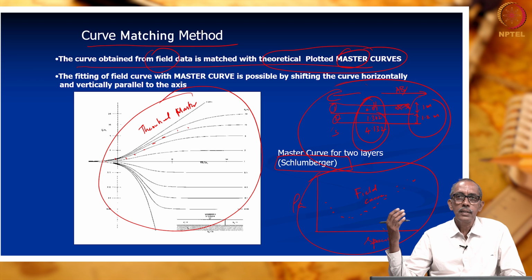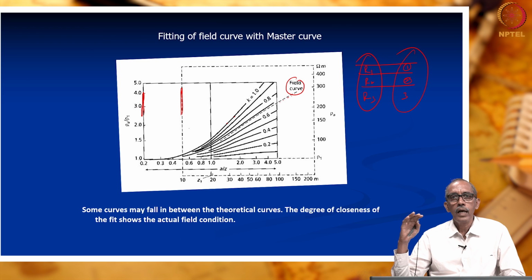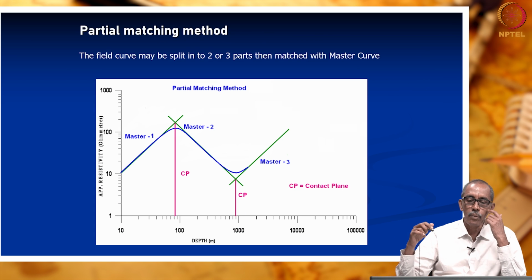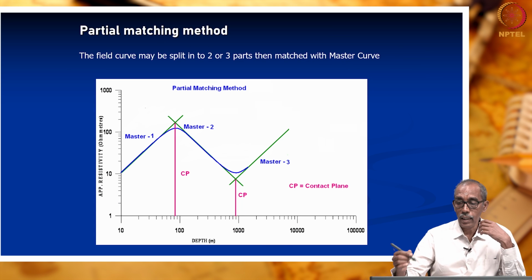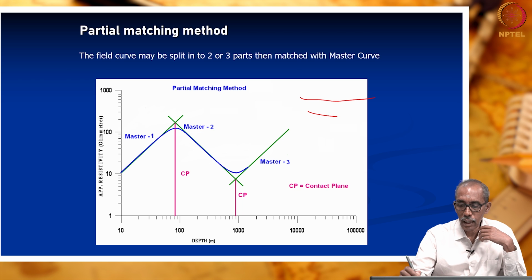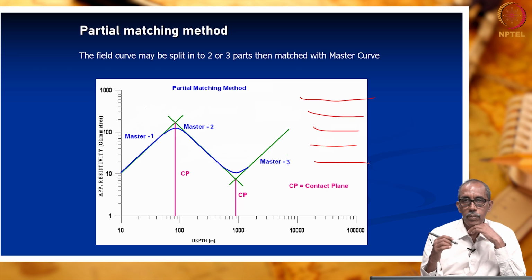So, what is available as master curve today is for the combinations of 3 layers. Beyond that, it is also mathematically difficult to arrive at what will be the apparent resistivity which we are expected to get at the surface of the earth. So, we have master curves prepared only for the 3 layer case. Suppose the site where you are conducting the survey has more than 3 layers, right. Let us imagine 5 or 6 layers are present.